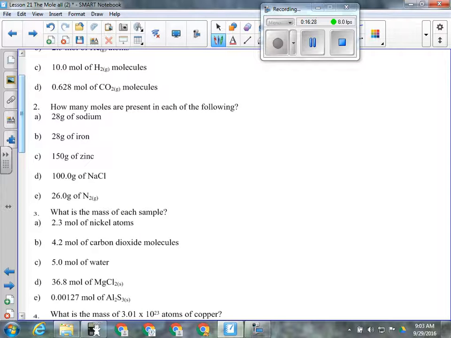Number 2 is asking you to do a little bit of mole equation stuff here. So let's say 2A. How many moles are present in each of the following? What are you being asked to calculate? What part of the equation? N, right, number. You're being asked to calculate N. So all of the ones in number 2 are N equals little m over big M. So we got 28 grams, the mass they gave us, and it was sodium. So we just look up sodium on the periodic table. It's 22.99 grams per mole, and we do our calculation there.